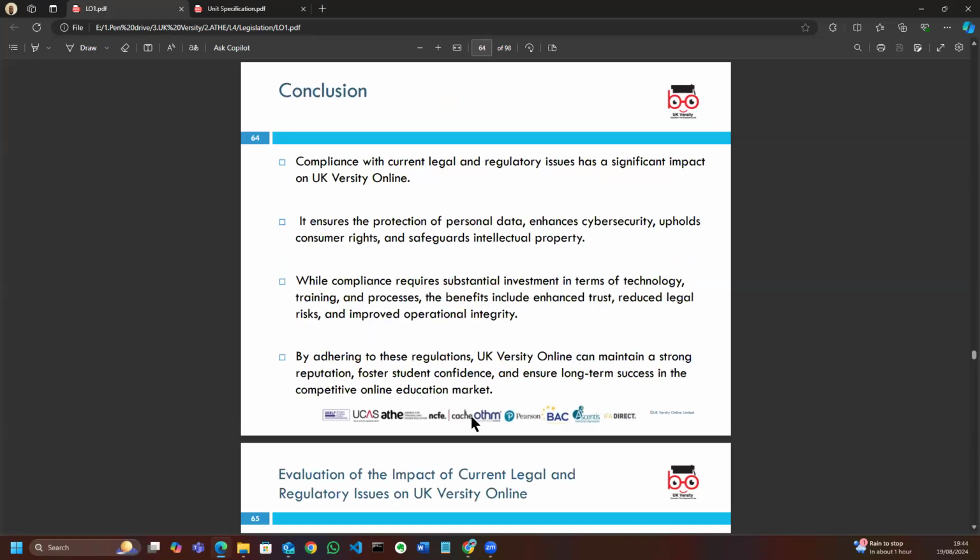So to conclude, compliance with current legal and regulatory issues has a significant impact for UK Versity Online, which ensures the protection of personal data, enhances cybersecurity, upholds consumers' rights, and safeguards intellectual property. While compliance requires substantial investment in terms of technology, training, and processes, the benefits will include enhanced trust, reduced legal risks, and improved operational integrity.